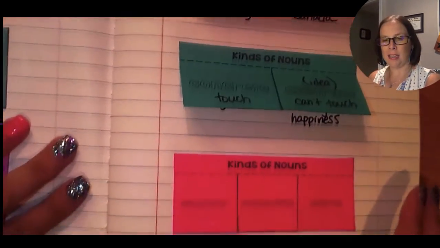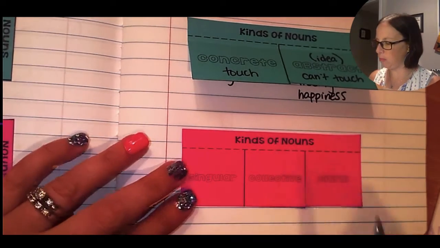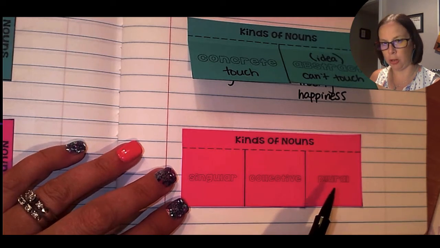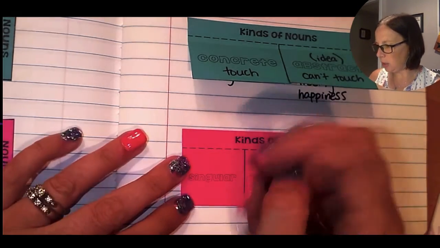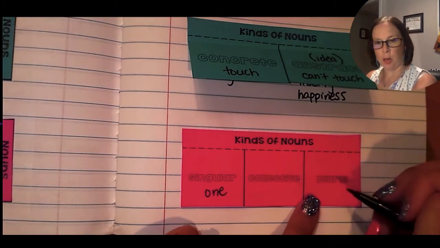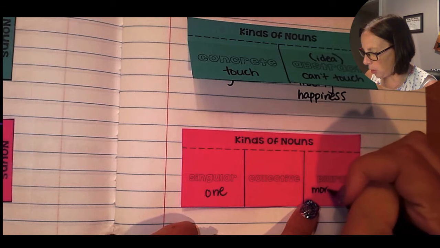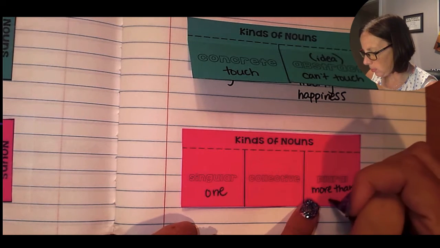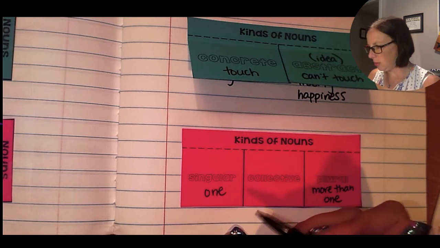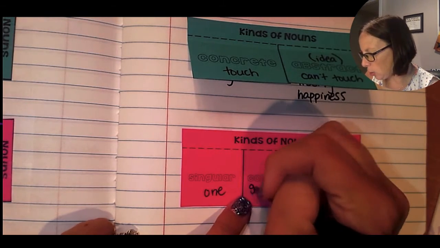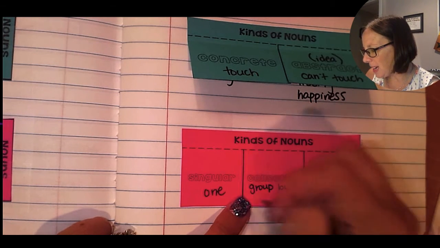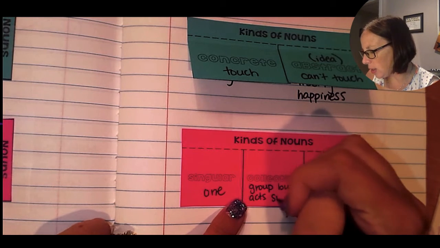And then our last way that we can classify nouns is by singular, collective, and plural. Okay? So singular just means one. Okay? Plural means more than one. Okay? Now, this collective noun, this is a group, but it acts singular.